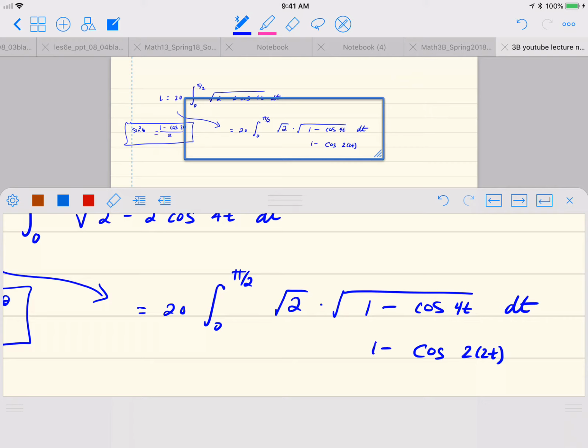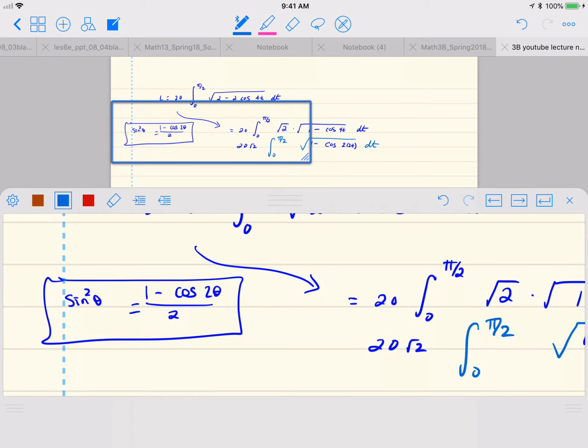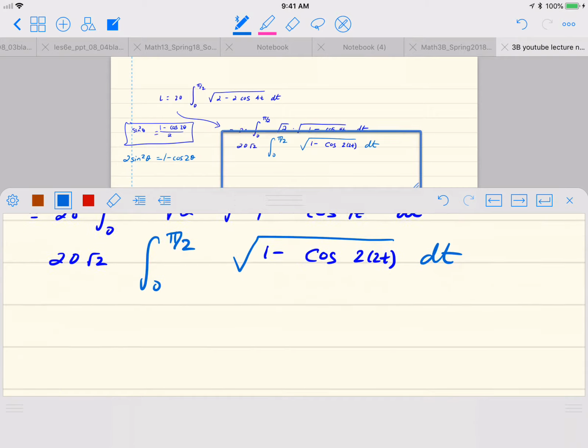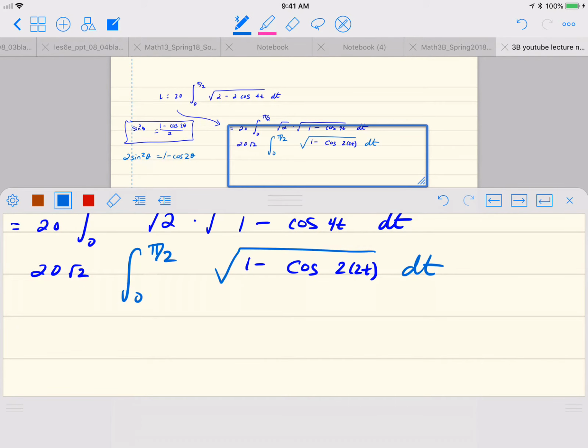So I have 1 minus cosine of 2 times 2t. We still got that square root, we can pull that square root of 2 on the outside. Okay, and so now this is the integral from 0 to pi over 2, we've got the square root in here, dt. I want to get it to be 1 minus cosine: 1 minus cosine of 2 theta is equal to 2 sine squared theta. So 1 minus cosine of 2 times 2t is equal to 2 sine squared 2t. Do you see that?